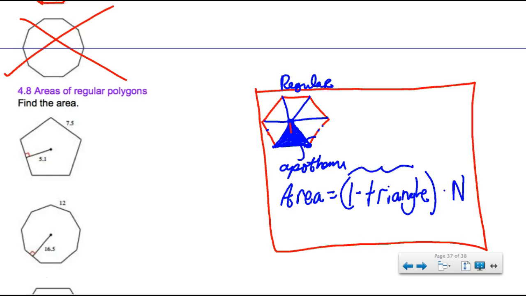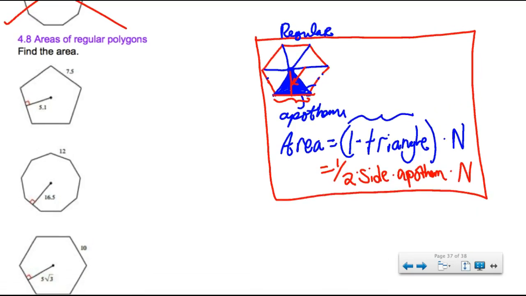Well, let's go look. Area of a triangle is always 1/2 the base, which on this one would be a side length, if you want to call it S or B for base. It really doesn't matter what you call it. I'm just going to say 1/2 of the side, times the height, which we call the apothem, but go ahead and call it height if you prefer. It's really 1/2 base times height times however many you have.